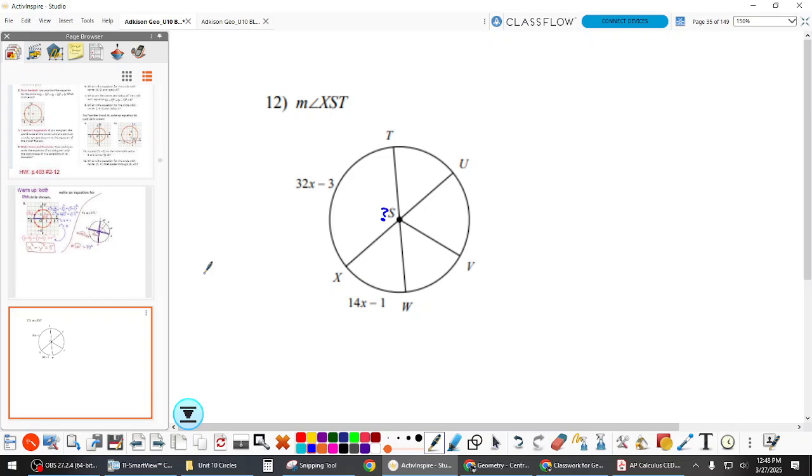Do you like W looks like a diameter? You could set like 32x minus 3 and 14x minus 1, set it equal to 180. What do you guys think? Okay. Just graphically, here's what he said. This looks like a diameter, and your paper says anything that looks like a diameter, assume that it is. So that makes this arc 180.